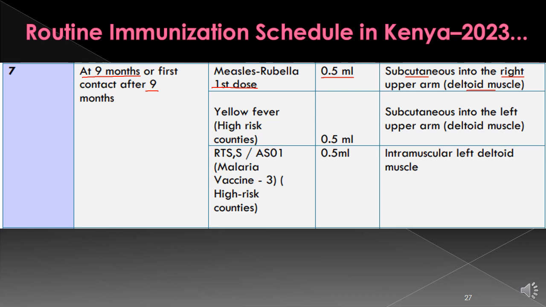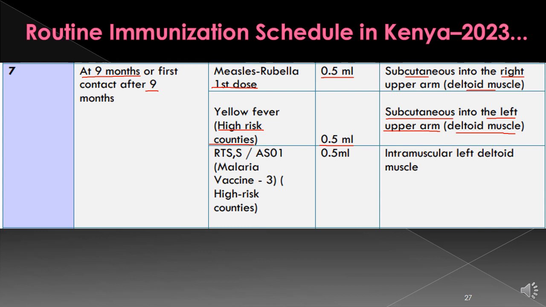Now, again, there is another vaccine, the yellow fever one. Again, it is not given to all children, only those residing in counties that have been listed as being high risk for yellow fever. And again, I want you to go and find out which are the counties that are listed as being high risk for yellow fever. If you'll be working there, then those children, besides receiving the measles rubella vaccine, they must also receive the yellow fever vaccine. The dose is 0.5 ml, administered subcutaneously on the deltoid muscle on the left upper arm. So it will be on the opposite of the measles.